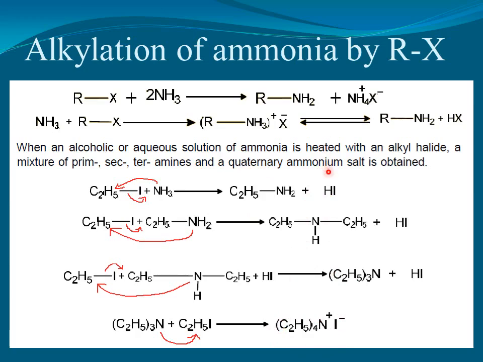Why? Because nitrogen is already making 3 bonds with 3 ethyl groups. When it is going to make the fourth bond, it is going to give a positive charge on the nitrogen atom. And that positive charge can attract the negatively charged iodide ion, giving you a quaternary ammonium salt. It is just like a salt, like Na positive and Cl negative. So it is a quaternary ammonium salt.